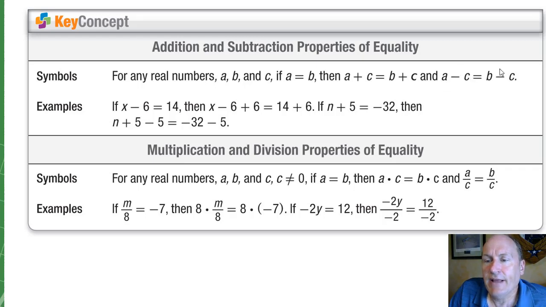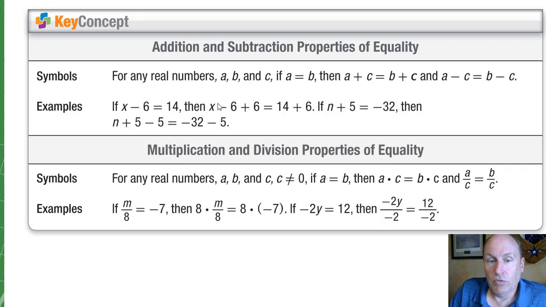We can actually take a and b and subtract a number c from it without changing the truth of the equation. That's absolutely critical, and here's why. Let's say we have an equation x minus 6 is equal to 14. Well, if we were to add 6 to both the x minus 6 side of the equation and the 14 side of the equation, we don't change it.